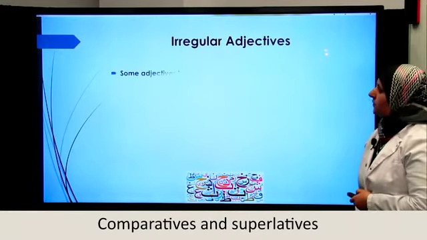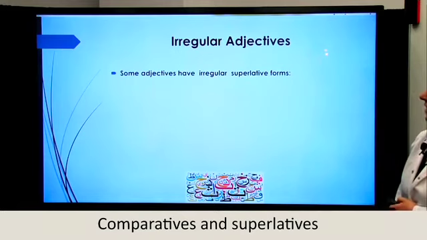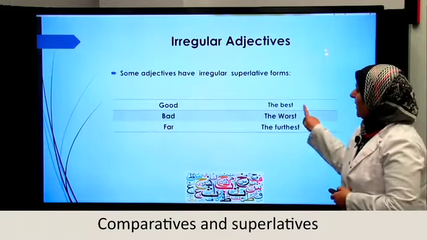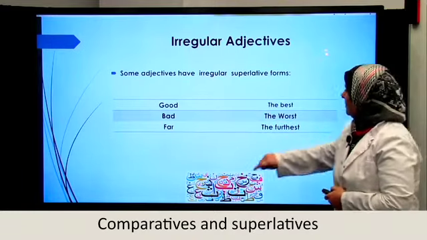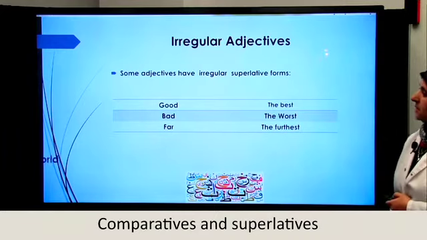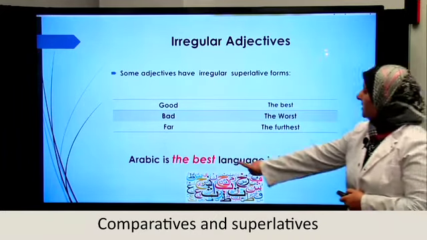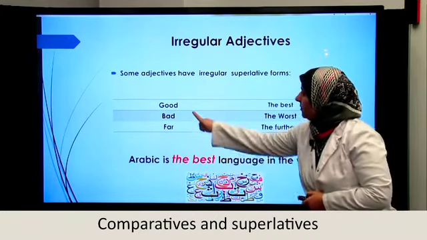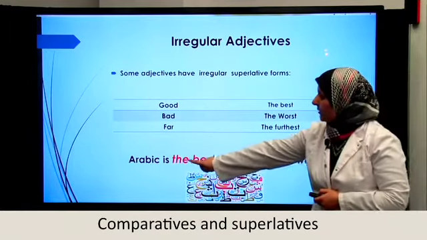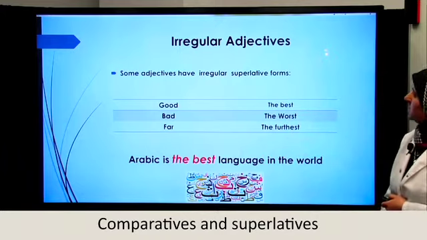Irregular adjectives also for superlatives. Some adjectives have an irregular superlative form. Example, good is the best. Bad, the worst. Far, the furthest. Example, Arabic is the best language in the world, where the best is the superlative of good. So here we are comparing Arabic to all languages of the world.